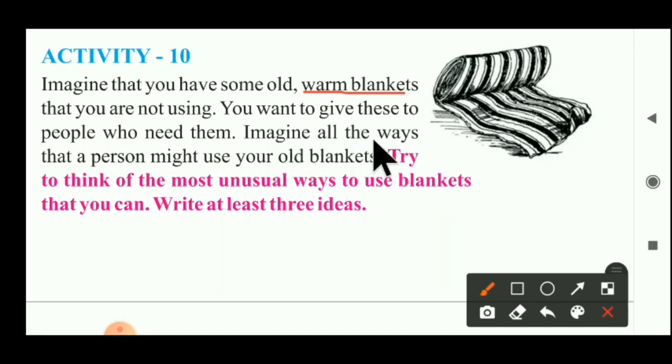Imagine all the ways that a person might use your old blankets, and imagine that your old blanket is used by that person, how it is used by that person. Okay, just you have to imagine all the things. Try to think of the most unusual ways to use blankets that you can. Write at least 3 ideas. Try to think of most unusual way, not usual way, but unusual.